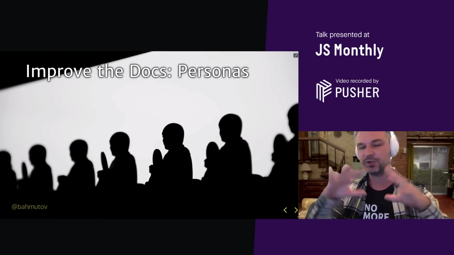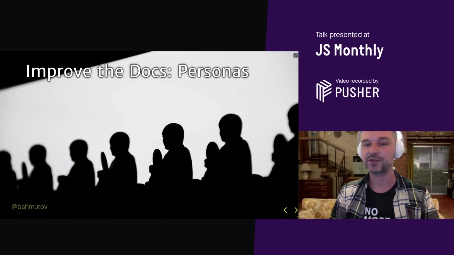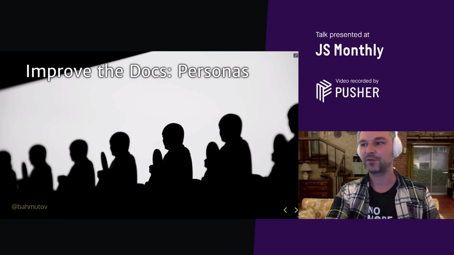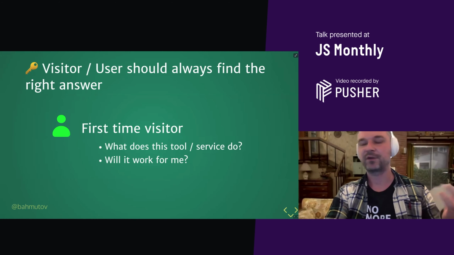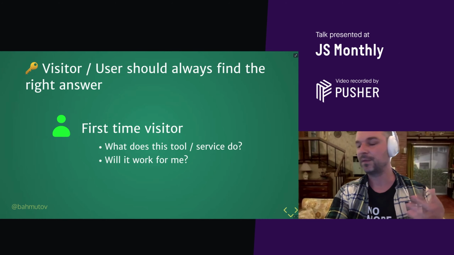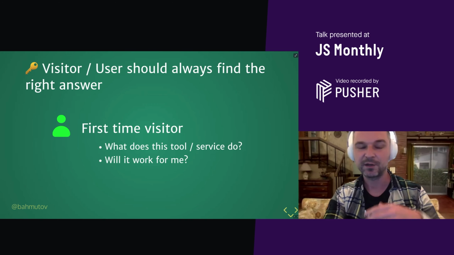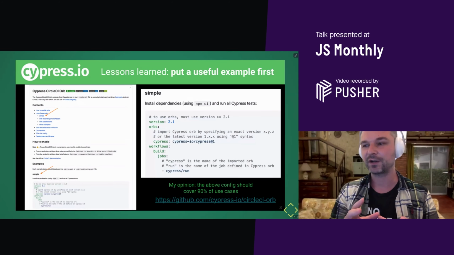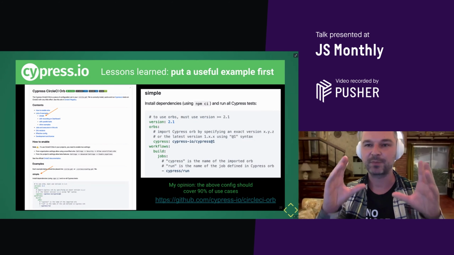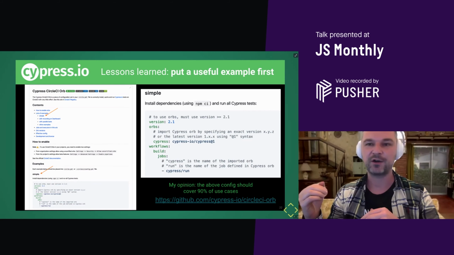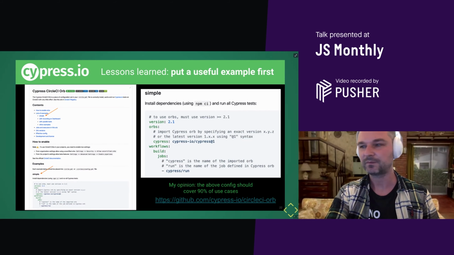Well, you just don't start blindly writing more documentation. You think about the users and you create a couple of personas. So for example, a persona could be a first-time visitor, right? What kind of questions do they want answered by your documentation? What does this service do? How does it work? Will it work for me? So you want to answer those questions. The trick there is to put a hello world example first in your documentation so that users immediately understand what the tool does, how great the tool is, so they don't drop out because they don't understand what's going on.